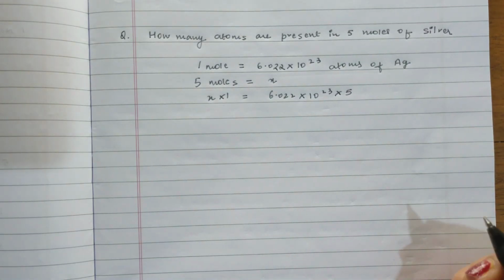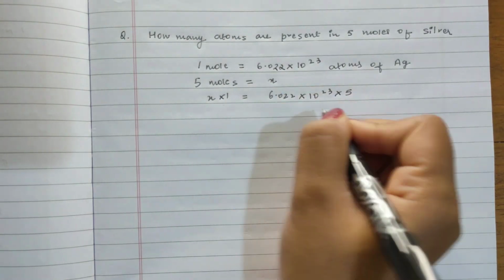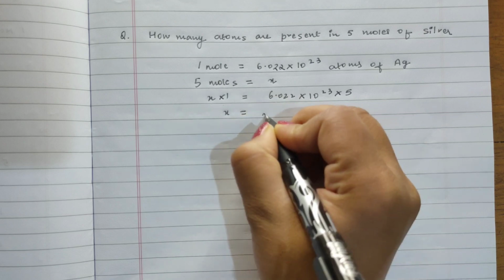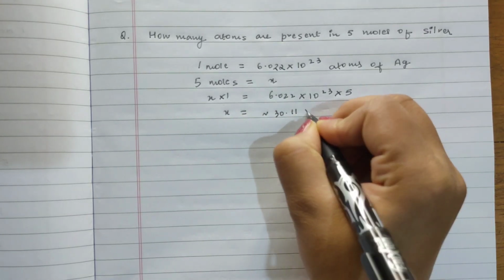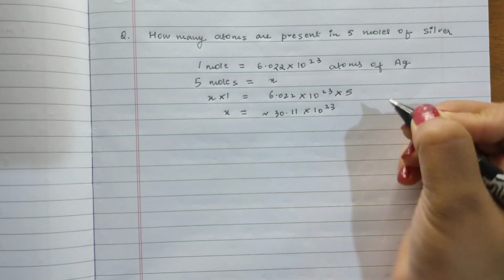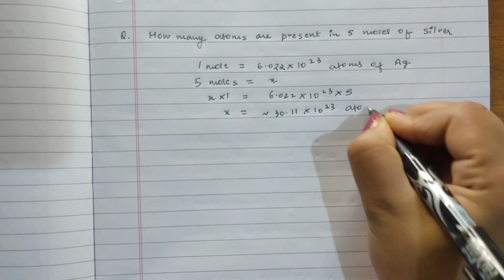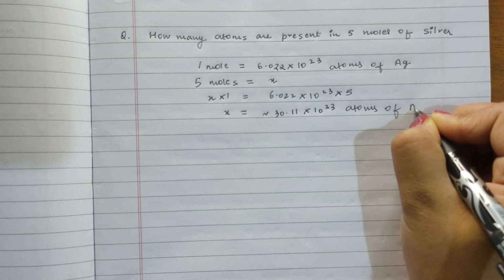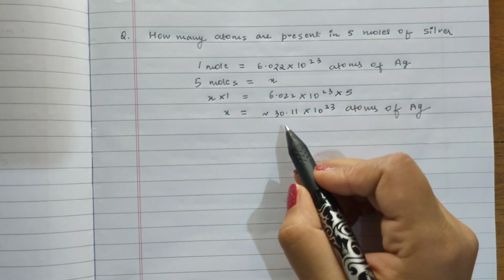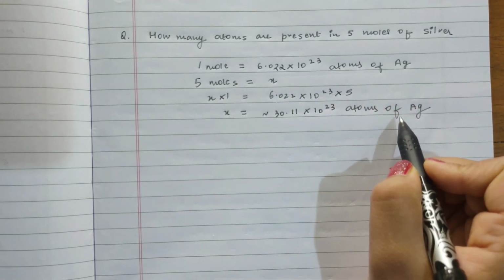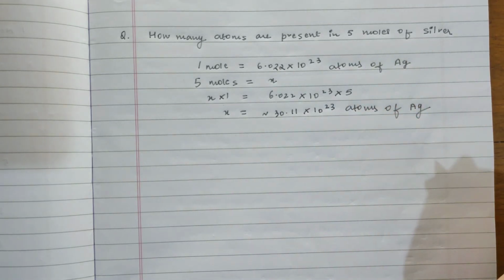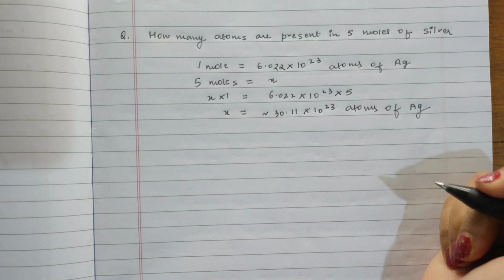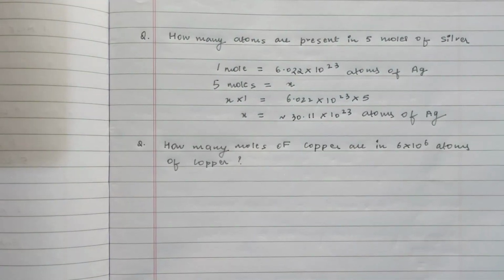Simple cross multiplication. If you just try to do this further, you will get the answer roughly around 30.11 into 10 to the power 23 atoms of silver. So 30 into 10 to the power 23 atoms of silver are present in 5 moles of silver. This is how you apply the concept of mole. Let's move ahead. I have put down another question for you all to try.